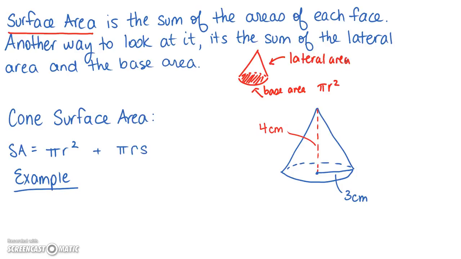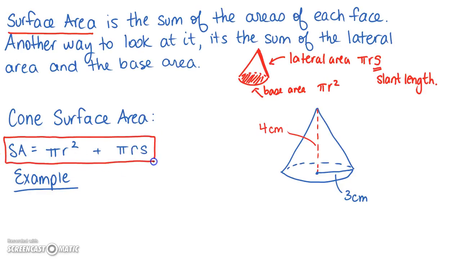Now, in the instance of a cone, we actually have a formula for this, and it's based on your slant length. So again, that distance here, the slant length, it's referred to as pi r s. S is going to be your slant length. So for the total surface area, we add together the pi r squared for the area of the base and the pi r s, which is your lateral area of the actual cone.